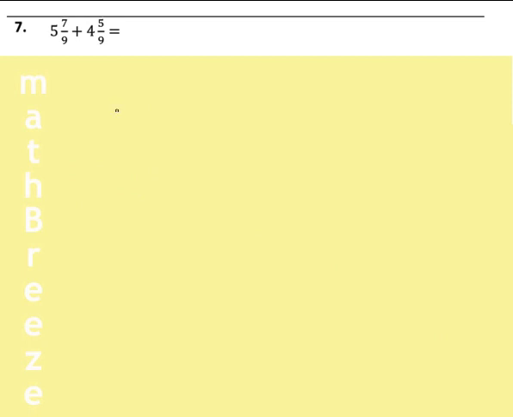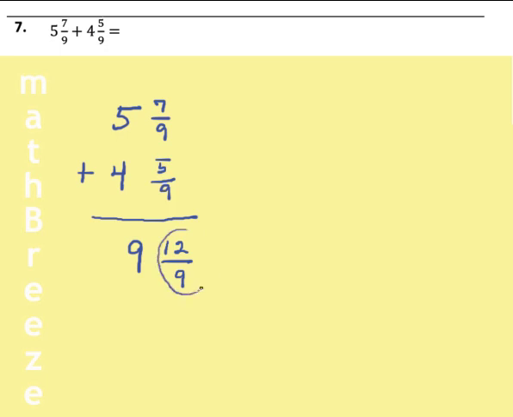Okay, number 7, 5 and 7/9 plus 4 and 5/9. Let's add the fractions. 7 and 5 is 12, so we have 12 over 9. And 5 and 4 is 9. 12 over 9 is an improper fraction. It's greater than 1. So it's actually equal to 9 over 9, that's 1, plus 3 over 9.